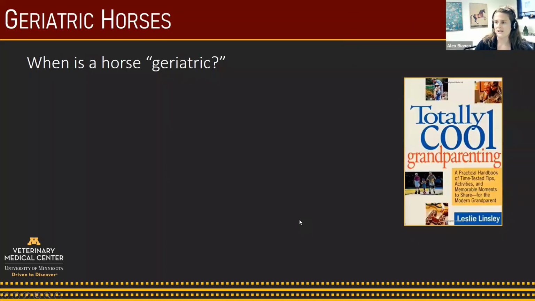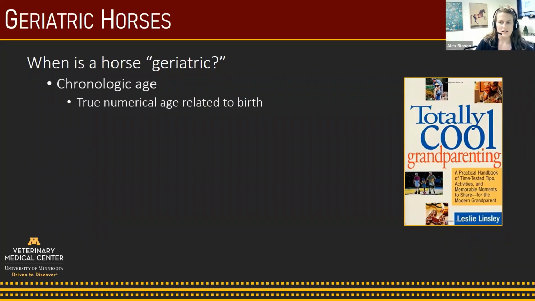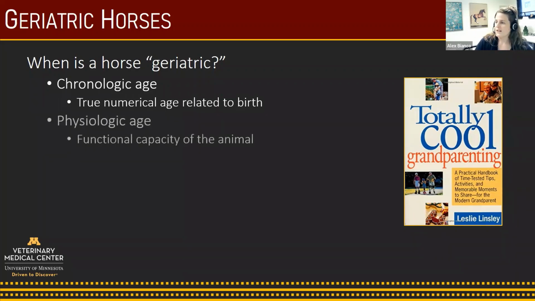So first, what do we mean by geriatric horse? When is a horse considered geriatric? There are a few different ways that we define age. Chronologic age is just your actual age, what's on your birth certificate, the year you were born until now. But as we know, that doesn't necessarily capture what that really means. I like to think that I'm younger than my true age, but that might be just wishful thinking.